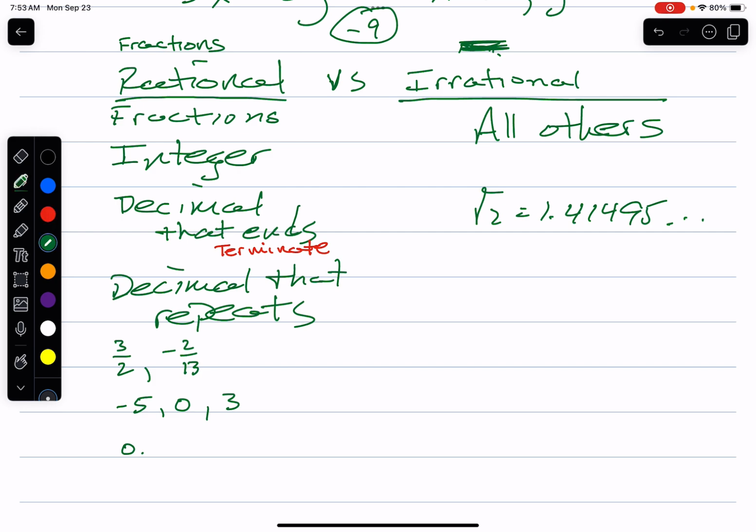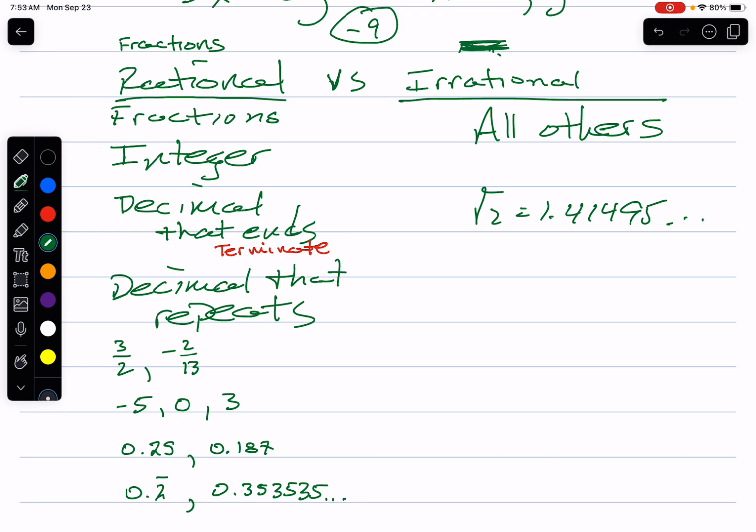So 0.25, notice how that one ends. 0.187. Or decimals that repeat. 0.2 repeating. 0.353535 with the 3 dots. It means it goes on forever, but you can see there's kind of a pattern there of 35, 35, 35. Irrational numbers are all the others.